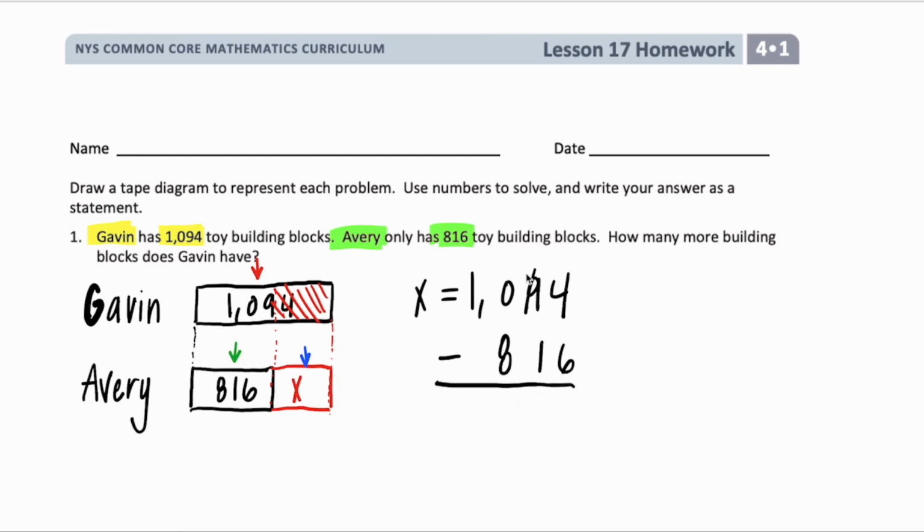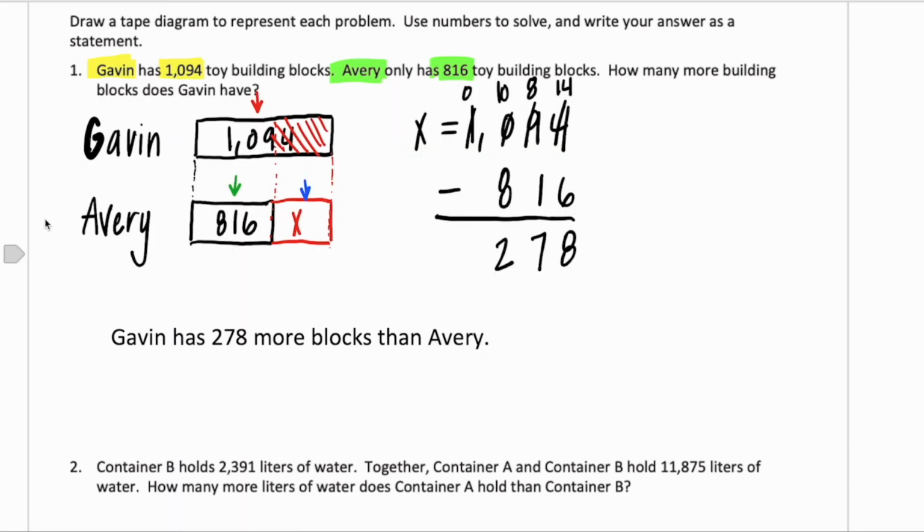I can't do 4 minus 6, so I'm going to take from the 9, it becomes 8. The 4 becomes 14. Now, I can't do 0 minus 8, so I'm going to take from the 1, and the 0 becomes 10. Now I can subtract. 14 minus 6 is 8. 8 minus 1 is 7. 10 minus 8 is 2. So, Gavin has 278 more blocks than Avery. All right, you want to make sure that you add an answer statement. And here's mine. Let's go on to number 2.